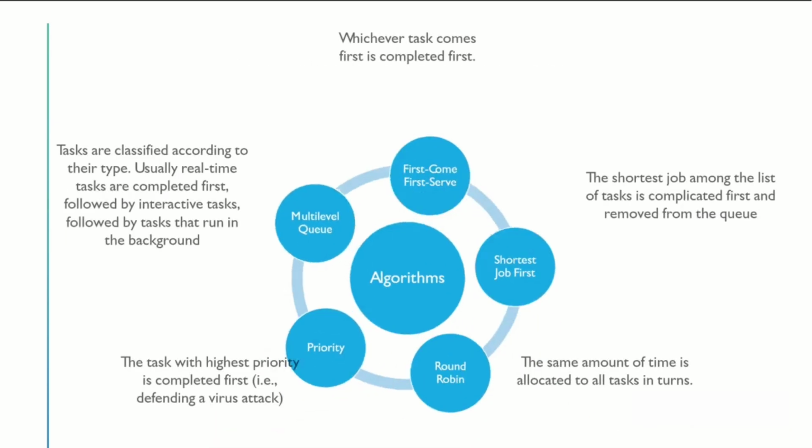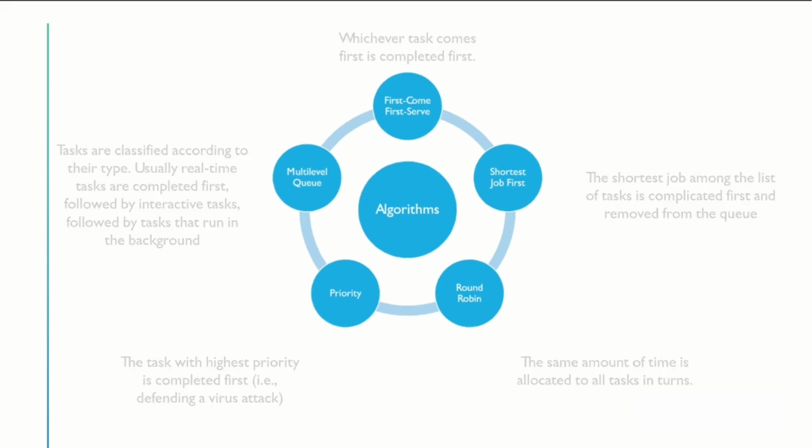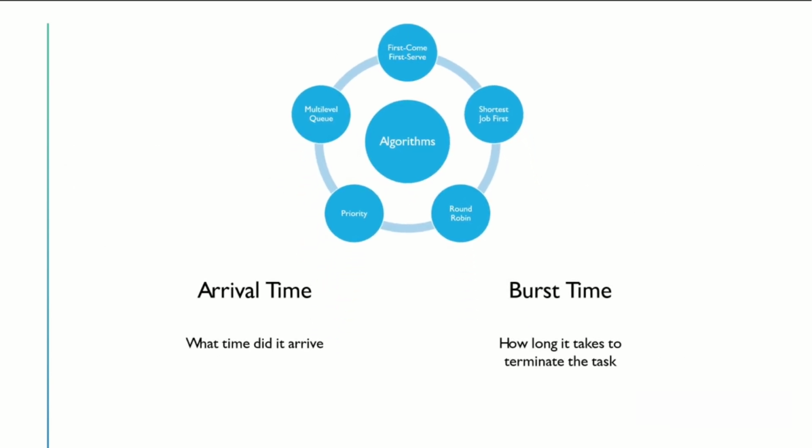And these are the 5 algorithms by which a computer or a CPU decides which task to work on first and which to work on last. Now, there are some factors or some indicators that help you identify which task will be completed first. And those are arrival time, which is what time did that task arrive. And then you have the burst time, which is how long does that task take.